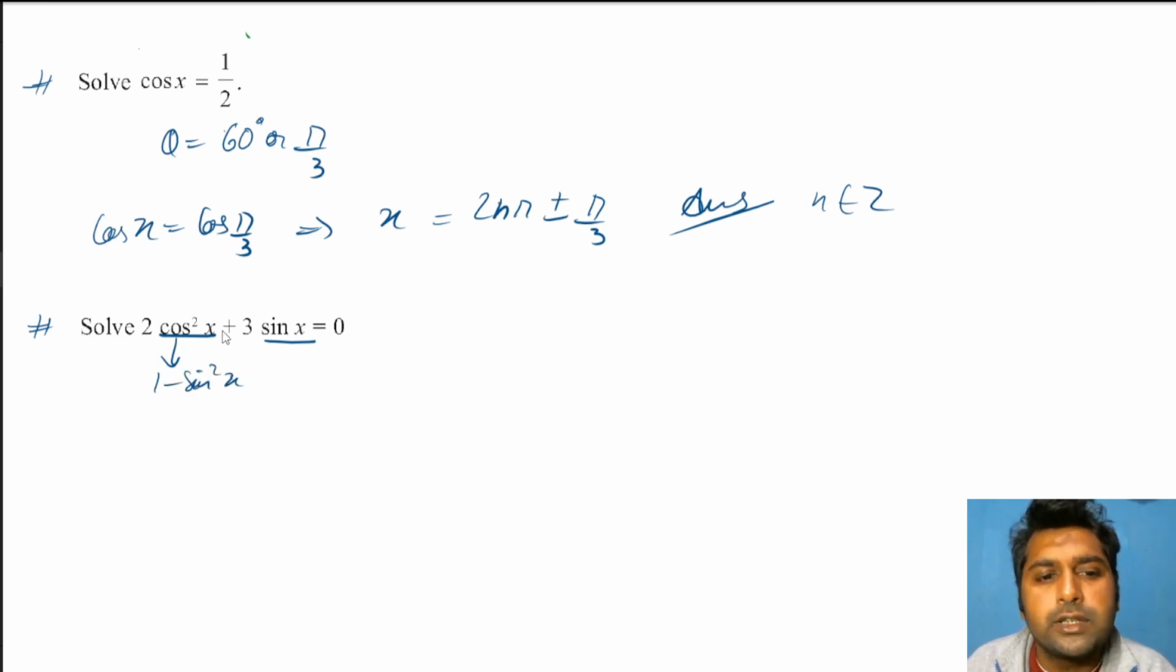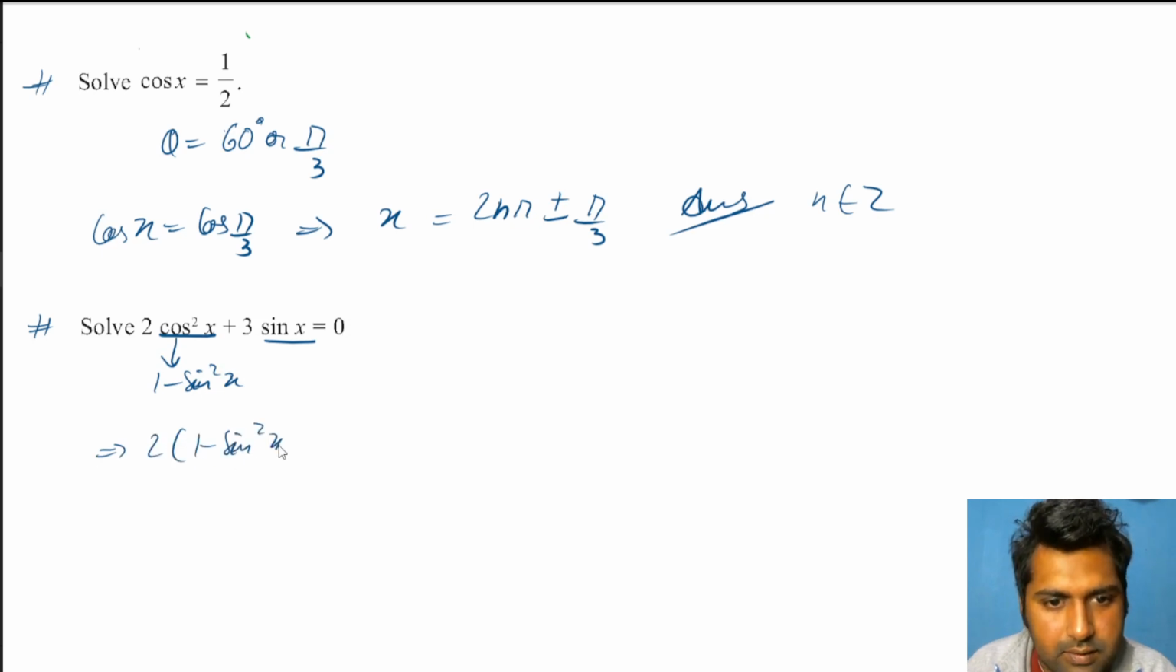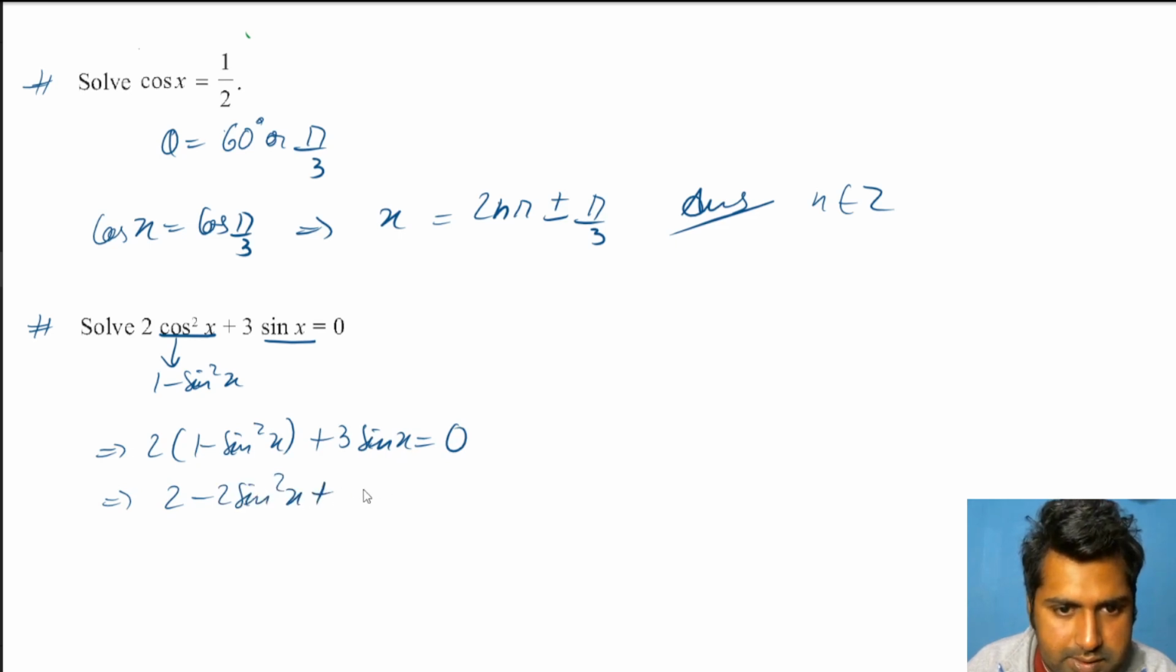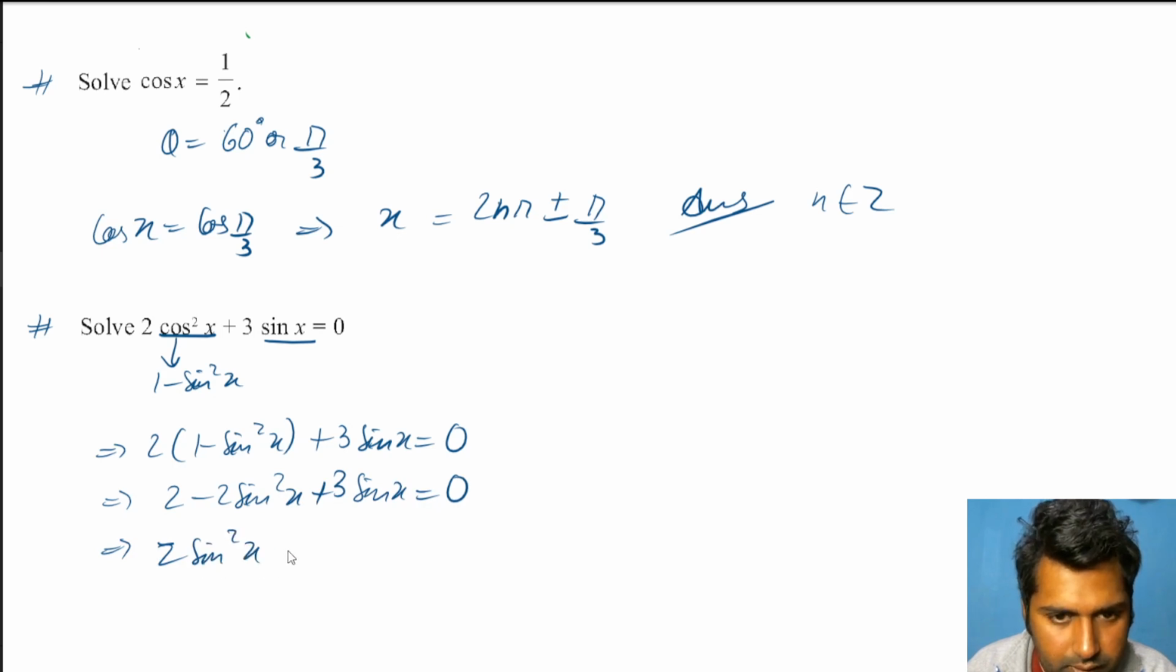At least then it will be converted into sine. So I'll rewrite this as 2 into 1 minus sine square x plus 3 sine x equal to 0. At least now the whole question is in terms of sine. So this becomes 2 minus 2 sine square x plus 3 sine x equal to 0. I can rewrite this by multiplying the whole equation with negative. So 2 sine square x, minus 3 sine x minus 2 equal to 0.